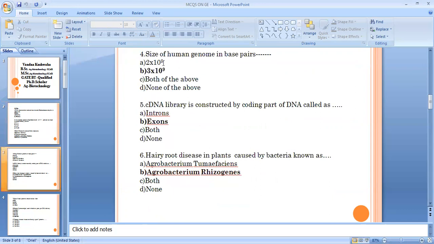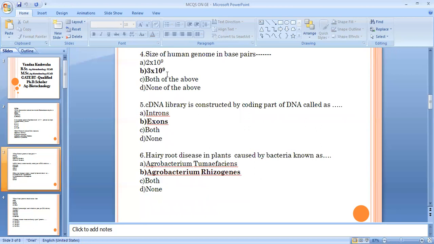Next question is going to you, that is size of human genome in base pairs. So your options are 2 into 10 to the power 9, 3 into 10 to the power 9, both of the above, and last one, none of the above. So right answer will be here 3 into 10 to the power 9 base pairs.